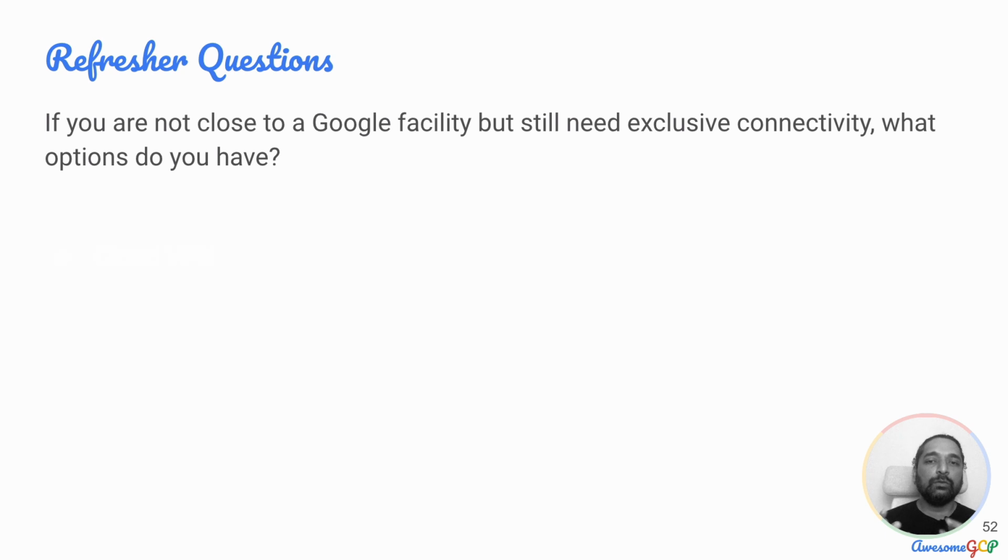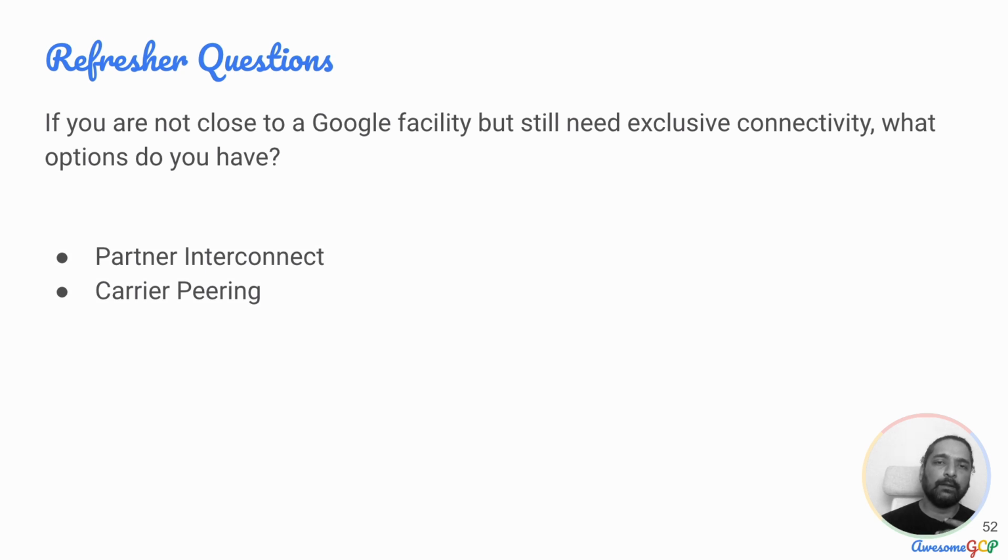If you're not close to a Google facility, but still need exclusive connectivity, what options do you have? You still want a certain amount of reliability and all of that, so you have to work with an ISP. The 2 options there are partner interconnect and carrier peering. Here, of course, I have not specified whether it is private addressing or public addresses are fine. But if you're working with an ISP, you'll be looking at the words partner or carrier. Those are the options available for you.